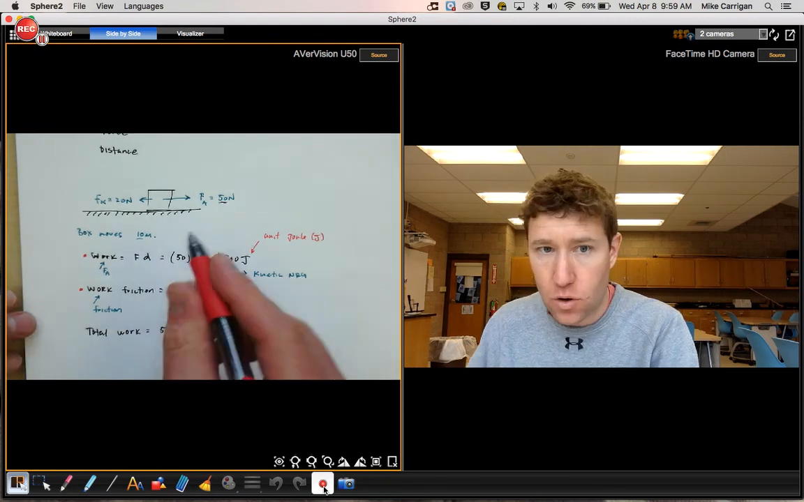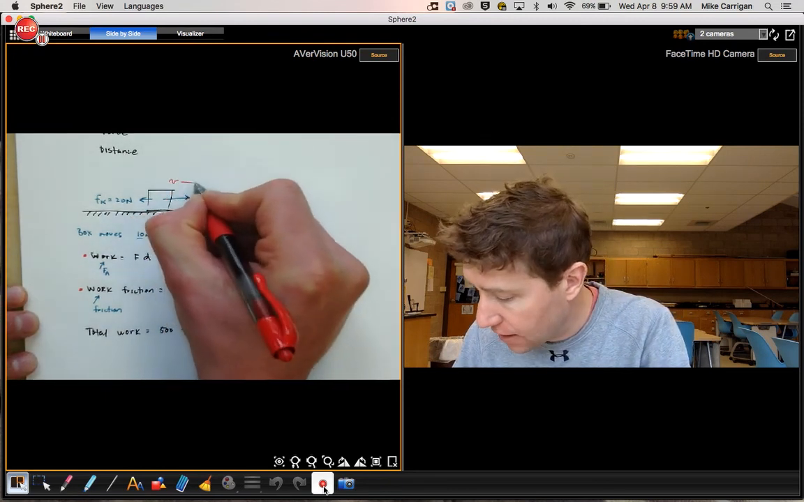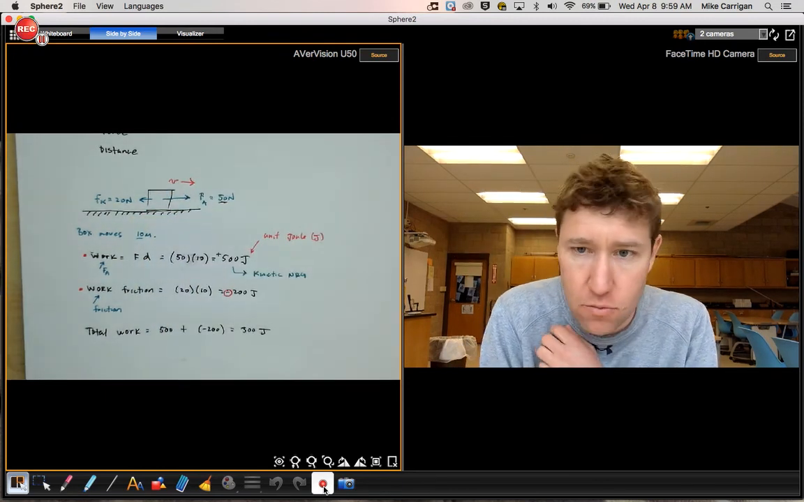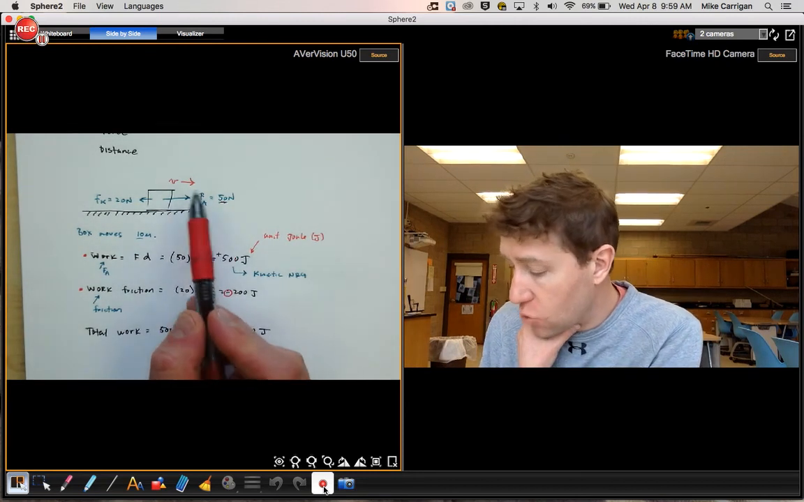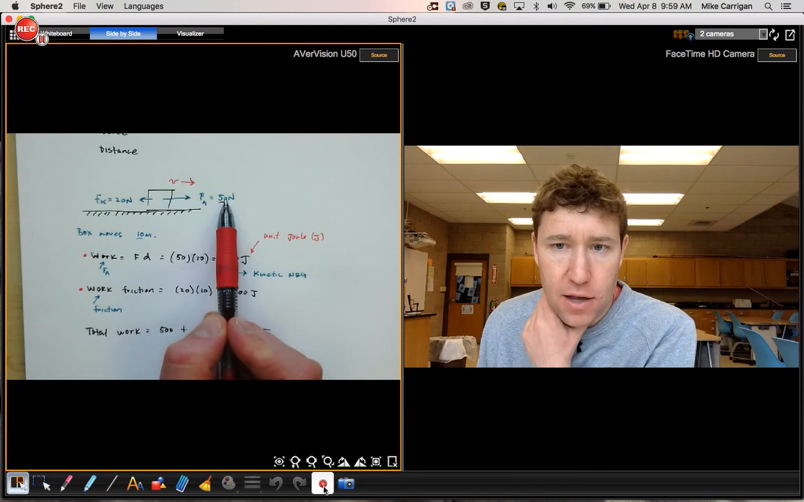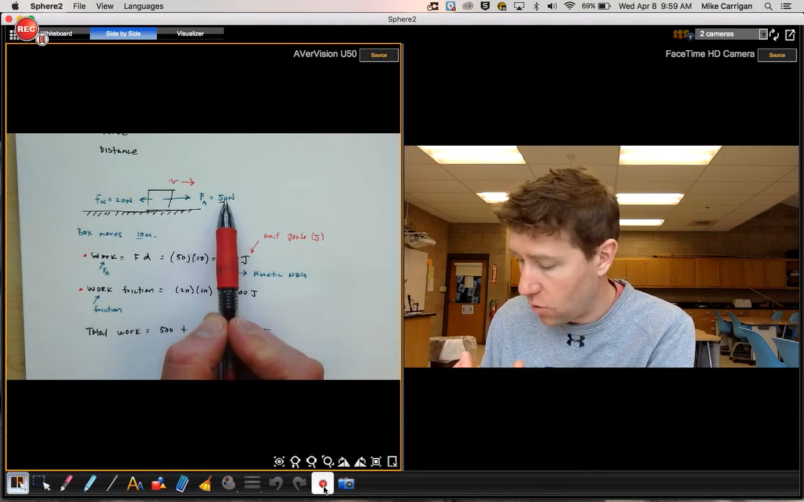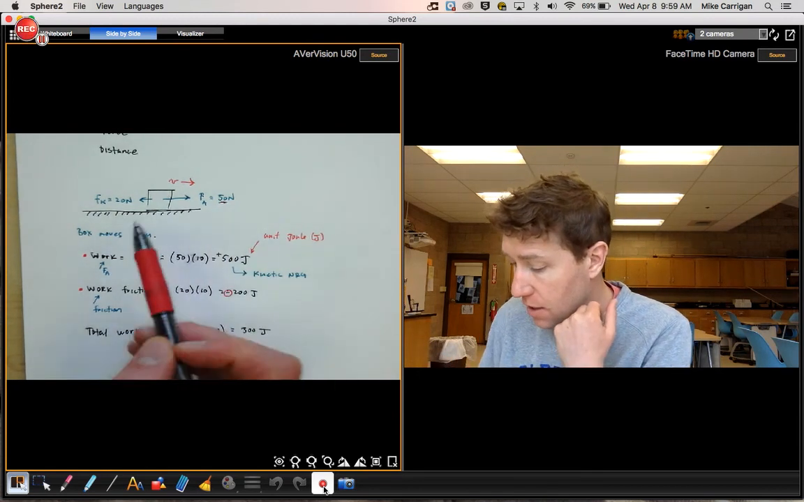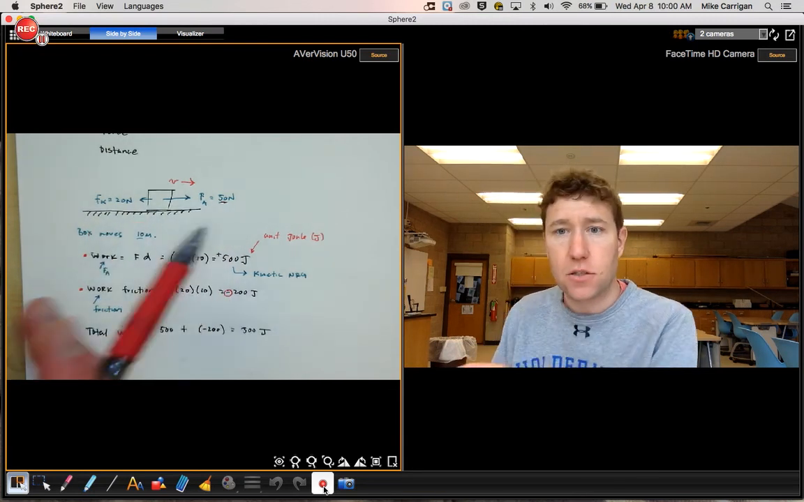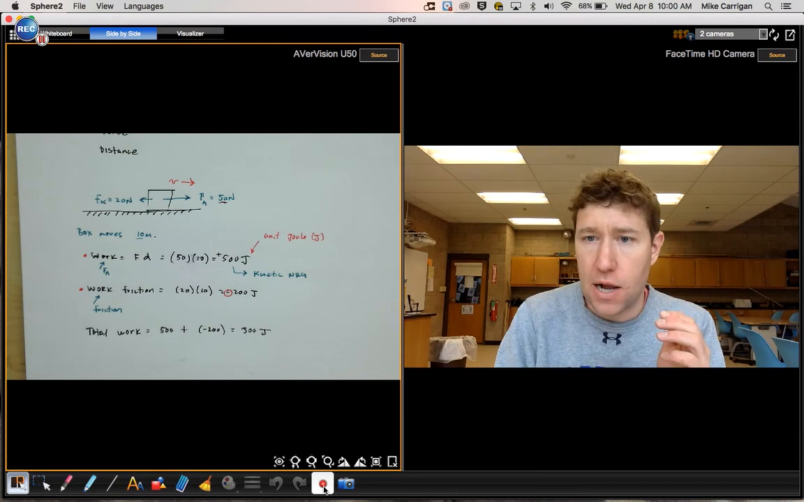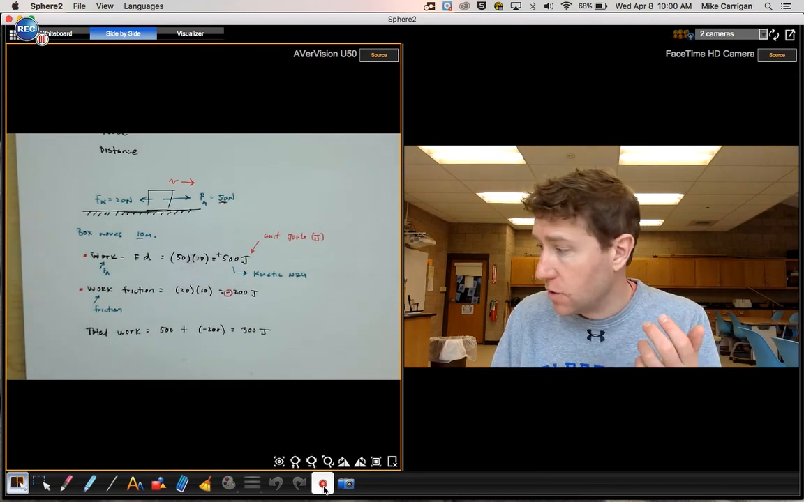So in this case, we were imagining that the box was moving in that direction, to the right. So if the box moves in the same direction as the applied force, then the applied force will do positive work. In the case of friction, friction is pointing to the left and the box is moving to the right. So if the force is opposite from the direction of motion, then that force will do negative work.